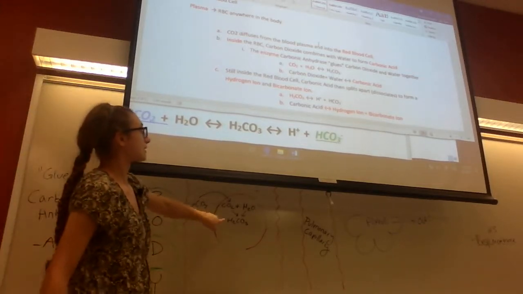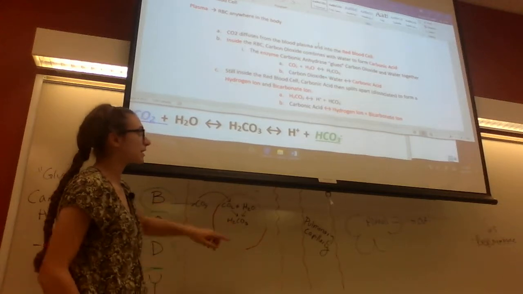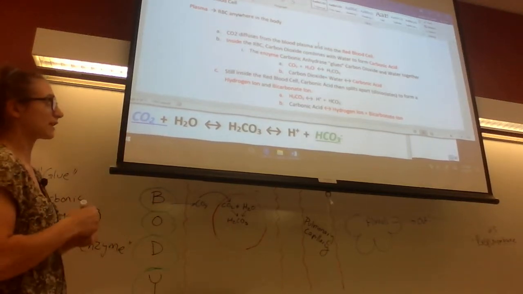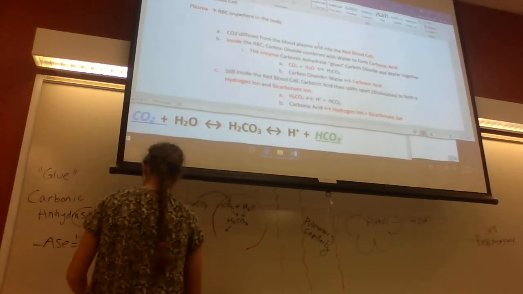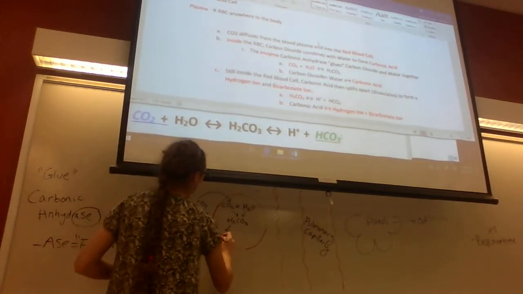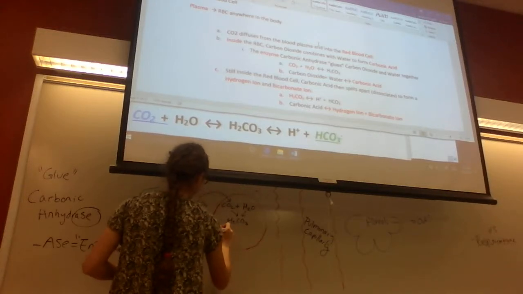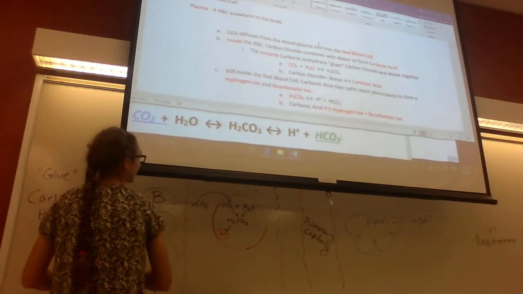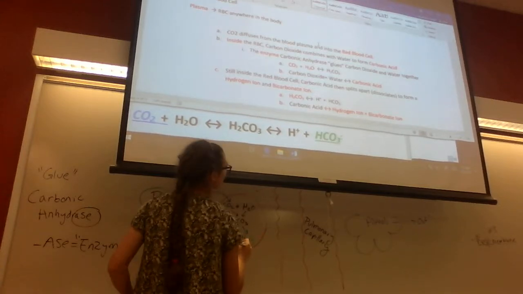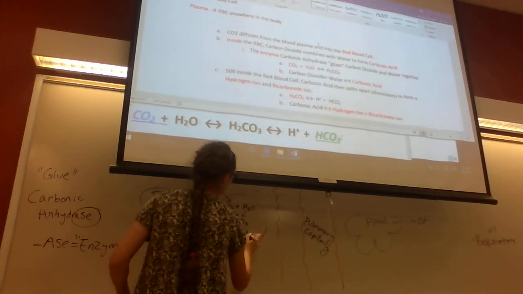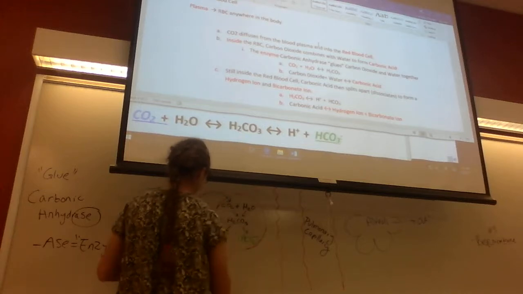Still inside the red blood cell, carbonic acid then splits apart. It kind of just splits on its own naturally and forms hydrogen ion, which I'm going to do in red, I guess. Hydrogen ion and bicarbonate ion, HCO3 minus.